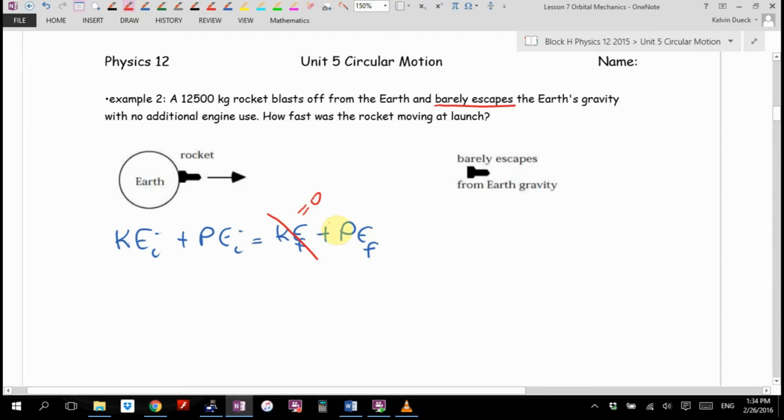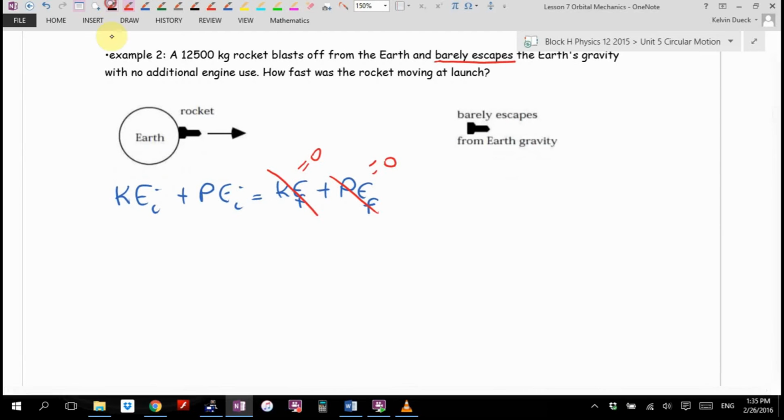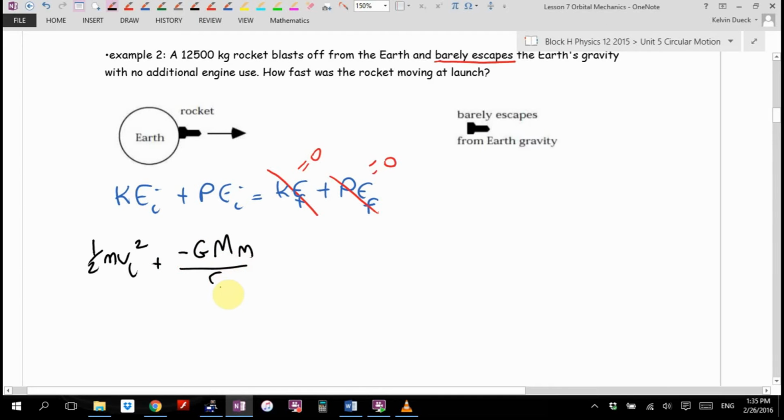So I can also go, the right-hand side of this equation is 0, which is kind of strange because you're saying, what, all of our energy adds to 0? It's because we've defined 0 at infinity. It'll still work because I'll get this: a half m v initial squared plus negative big G, big M, little m over R initial equals 0.